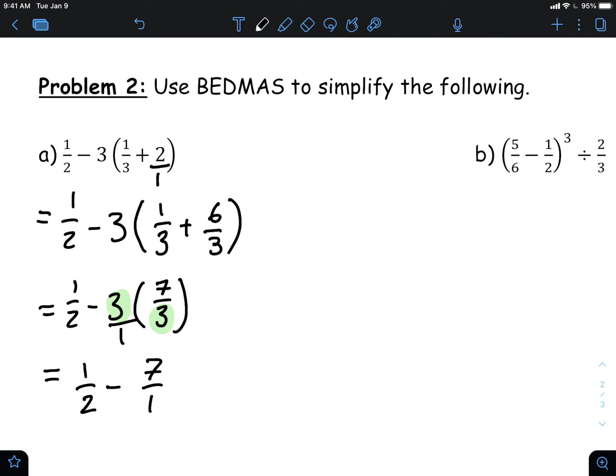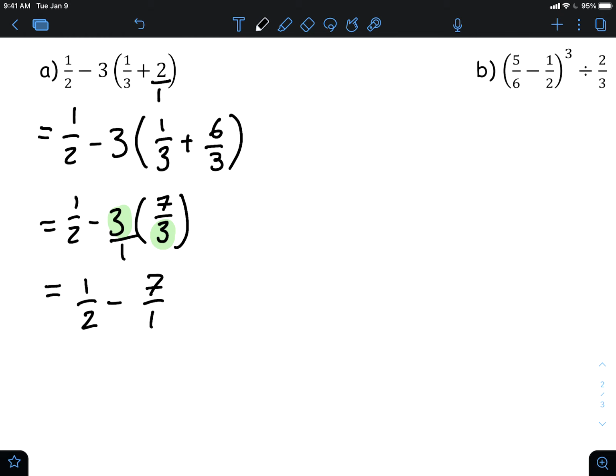So we have 1 over 2 minus 7 over 1. Okay, and then once again, we just have a subtraction, so we need to put it in common denominators. So we've got 1 over 2 minus, obviously, if the denominator of something is 1, the common denominator is just going to be what the other denominator is, which is 2 in this case. So it's going to be 14 over 2. And then there we go. So can someone tell me what the final answer is going to be? What's 1 over 2 minus 14 over 2?